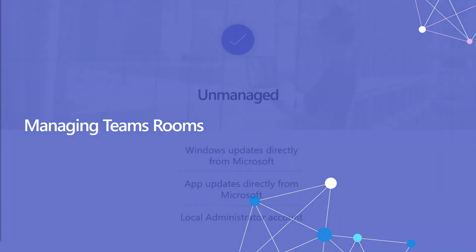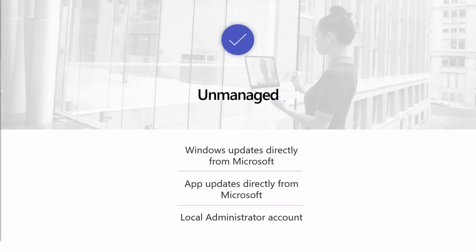So the easiest way to manage Teams Rooms is to basically let it manage itself, so unmanaged. All Windows updates and application updates come directly from Microsoft, so the Teams Rooms compute module would need to have access to Microsoft updates. And then you would just simply use a local administrator account when necessary to sign into the machine and perform some kind of maintenance or updates.